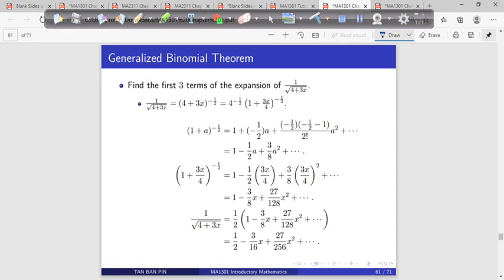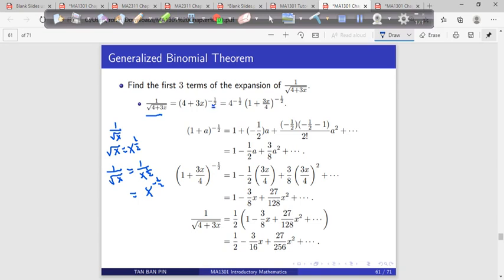Okay, let's look at an example. We want to find the first 3 terms of the expansion of 1 over square root of 4 plus 3x. First, you take note that square root of x is x power half. So 1 over square root x should be 1 over x power half, so it can be written as x power minus half. That's why you can write it as power minus half.